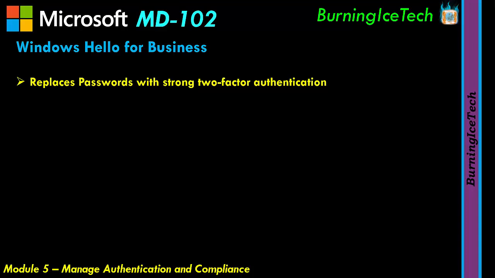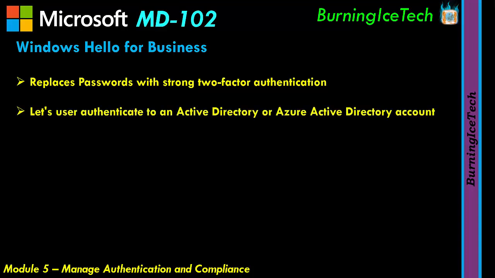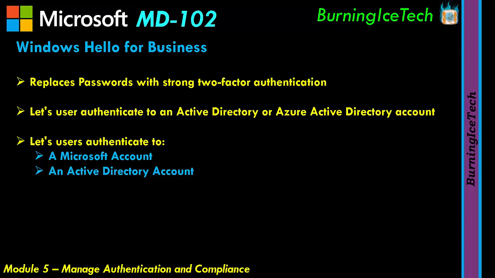So with Windows Hello, it lets your users authenticate to either your normal, traditional on-premises Active Directory, or you can authenticate to your Azure Active Directory, if you, your client, or users have acquired this now, obviously at this point in time. It lets your users authenticate to a Microsoft account, to an Active Directory account, so this is your traditional on-premises Active Directory, or of course your Azure Active Directory account, which I just mentioned to you guys.